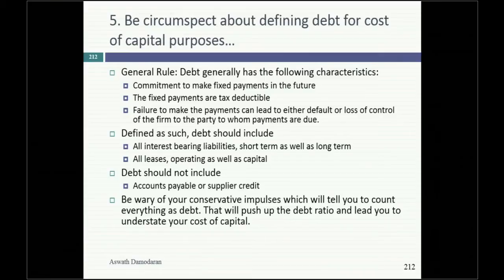Market value. Always market value, because book value means nothing, it's market value weights. So you come up with the value of the business. Now you come back to the question. When I subtract out debt to get from the value of the firm to value of equity, should I be subtracting out market value or book value?